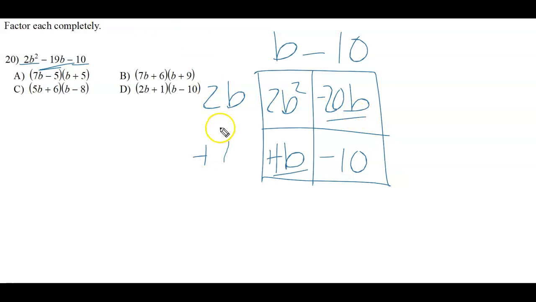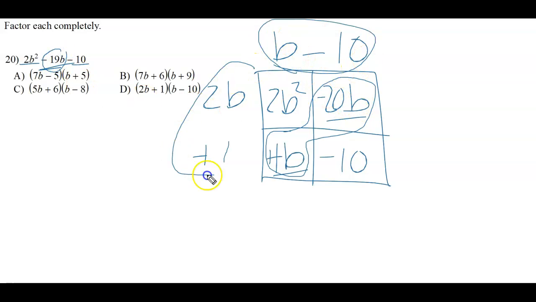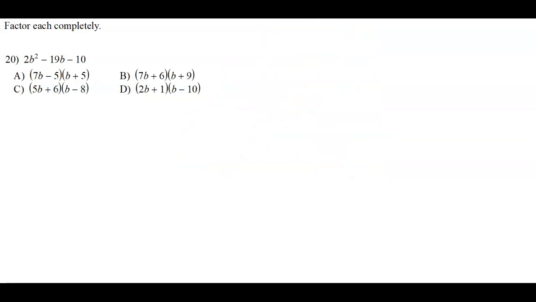Let's make sure this all works. 2b times b is 2b squared. 2b times negative 10 is negative 20b. 1 times b is 1b. And 1 times negative 10 is negative 10. And these do add up to make negative 19. So we're in business. The answer is b minus 10 multiplied by 2b plus 1. So that is the factoring strategy for trinomials.